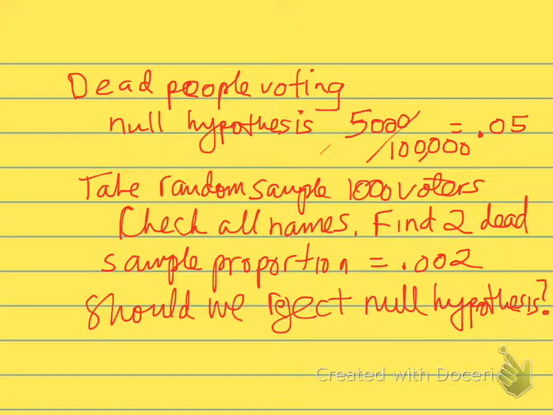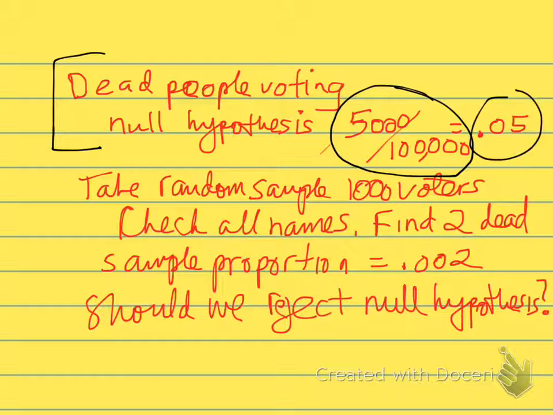So let's think about another example where we can test a hypothesis. Suppose we have a null hypothesis that there are a lot of dead people voting in our election in Georgia and Pennsylvania or wherever, and somebody asserts that the proportion of dead people is 5,000 out of 100,000, so 5%. 0.05 of all the ballots cast are dead people.